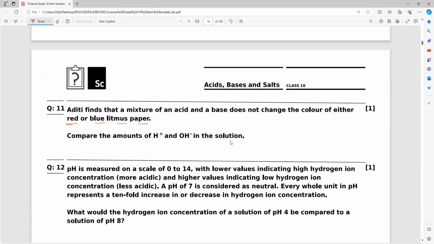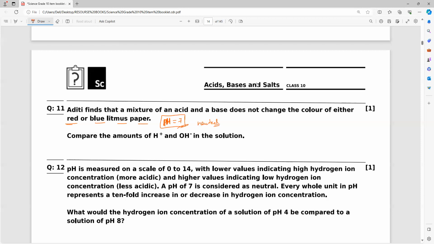What is the pH of that solution? Anybody tell? Any one of you? 7. So it is not acidic in nature, nor is it basic in nature. As the pH is 7, what do we call that? Neutral. Am I right or wrong? All of you?